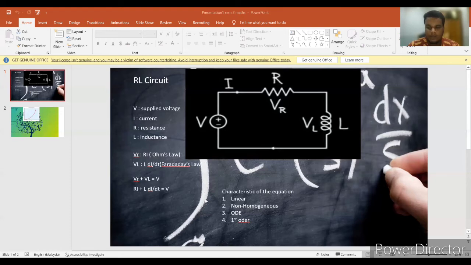Fourth, it's a linear equation. This is said because the dependent variable and its derivative don't occur as a product, and the highest degree is also 1 only. Okay, let's move on to the next slide.